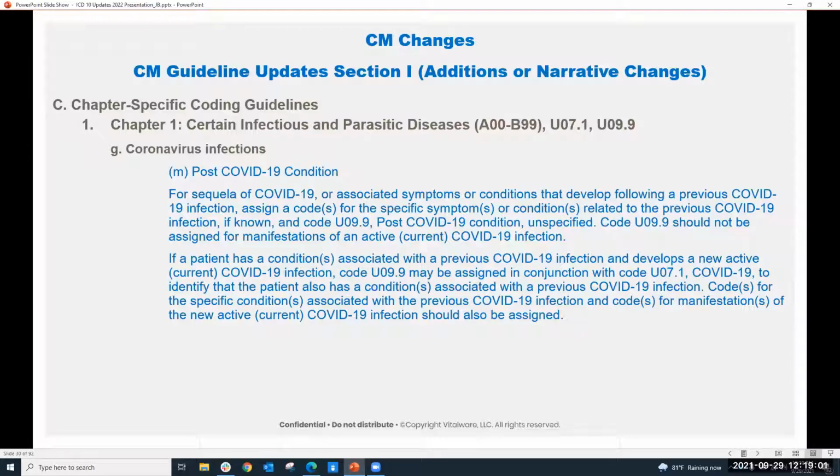And then the next paragraph is probably a rare circumstance, but it's basically saying that if a patient has a past history of COVID with a condition and then develops a new active COVID infection, then both should be used, for the active COVID condition and the post-COVID condition. And then any manifestations should also be assigned.